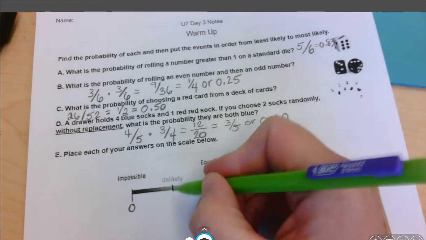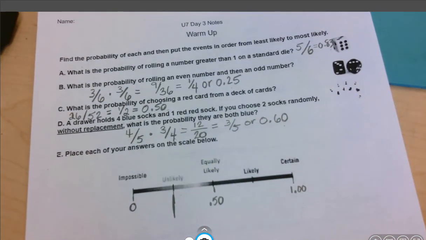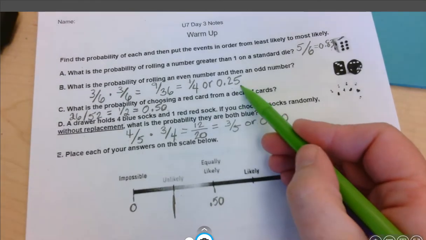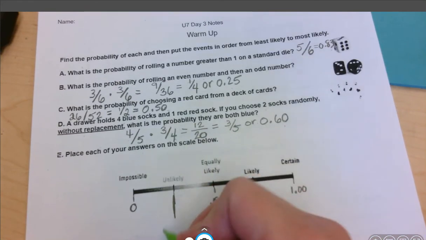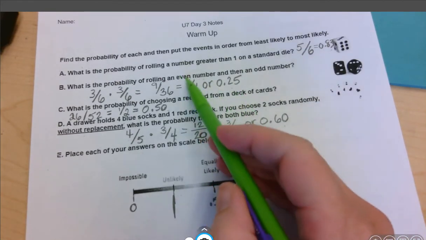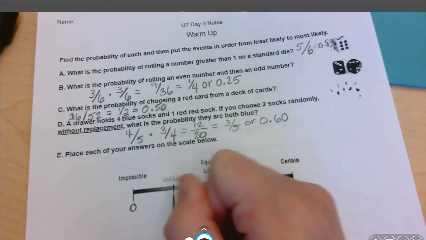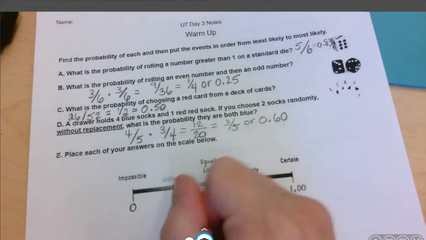All right, did anybody put a number right here on the unlikely? Yeah. Which one did you put there? 0.25, very good. It'd be halfway between 0 and 0.5. So it's unlikely I'll roll an even then an odd, but it's not impossible. 0.25, which is the B.